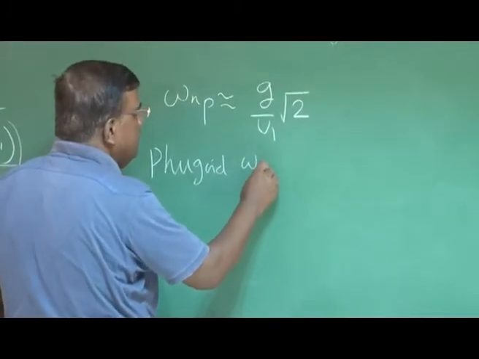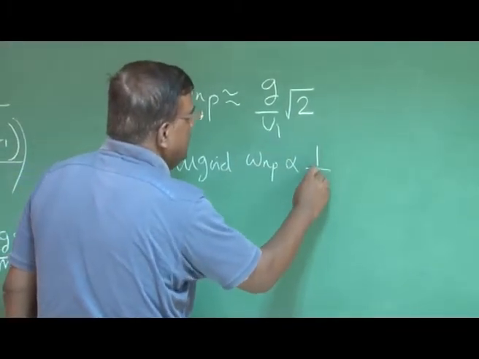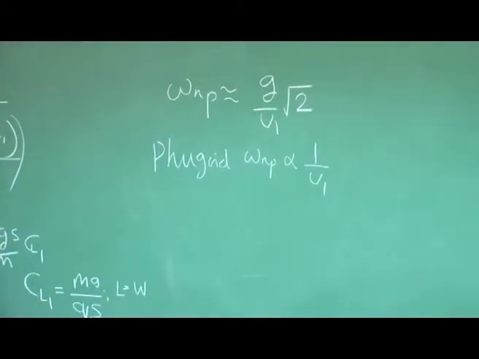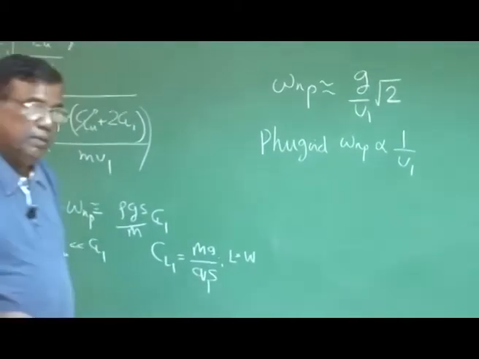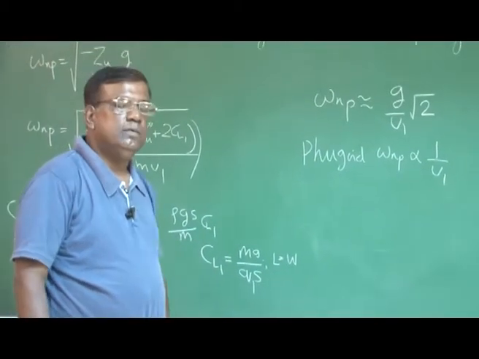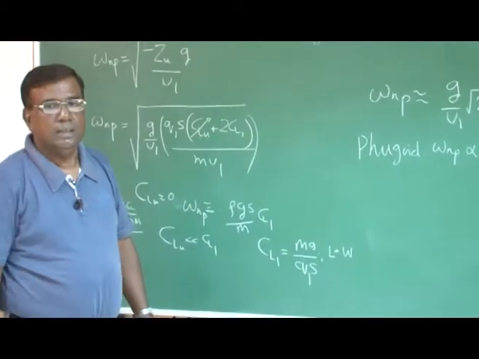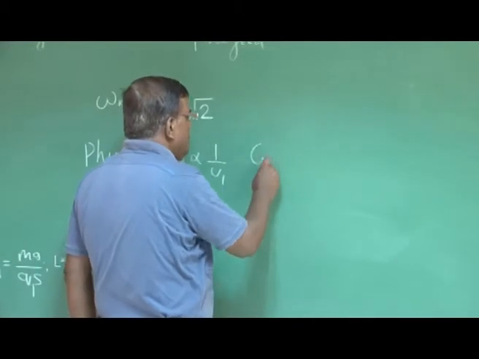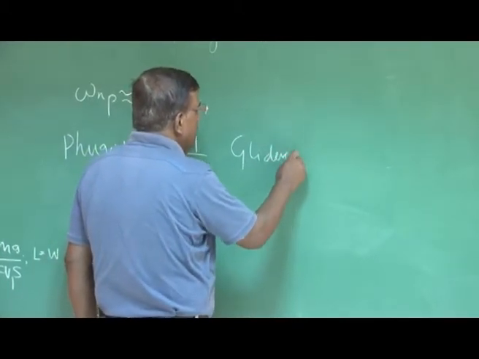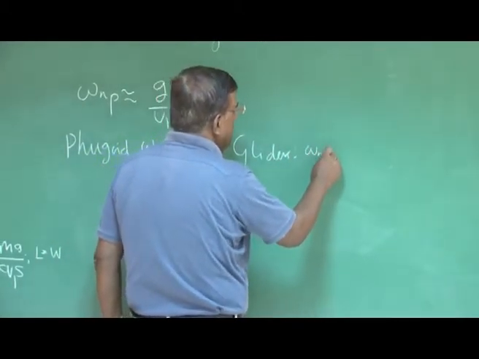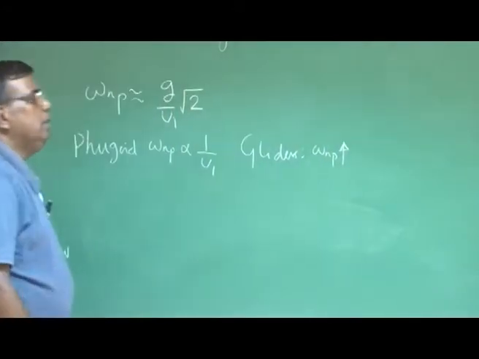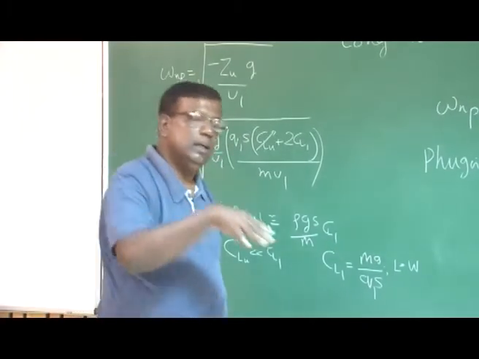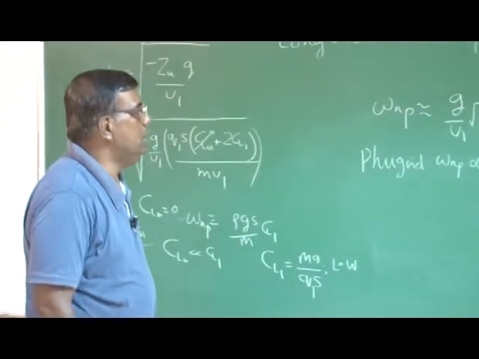frequency or natural frequency omega np goes inversely with u1. So as the speed is increased, this frequency goes on decreasing. Or reverse way, if the speed is low, this Phugoid frequency is large. For gliders, speed is not that high, right? This Phugoid frequency has a tendency to be little larger, and that is the fun you have. You can easily excite the Phugoid and really enjoy the Phugoid mode.